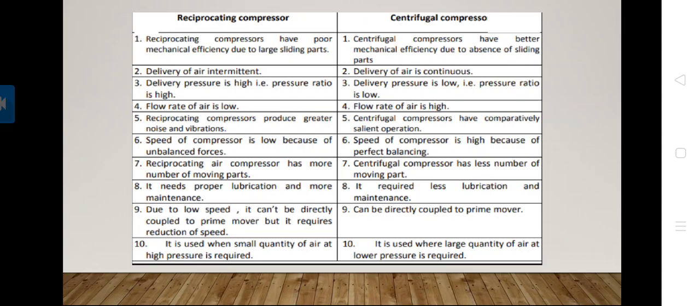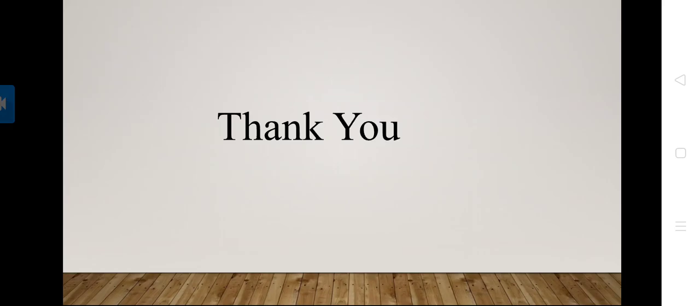Okay, in this session we covered all the types of rotary compressors. In the next session we will see various types of problems, so we solve the problems related to this session, that is, rotary and reciprocating compressors.